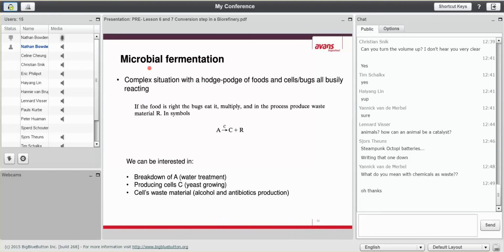Microbial fermentation is, as it says here, a hodgepodge of foods and cells, bugs in layman's terms, which are all reacting. So in microbial fermentation, it's not one specific strain or necessarily species of organism. Even the genuses can differ, and it's represented here, with A plus cells giving product plus residue. Very interesting uses of microbial fermentation are the breakdown in water treatment, producing cells, like yeast growth, and the cells' waste material, alcohol, and antibiotic production.